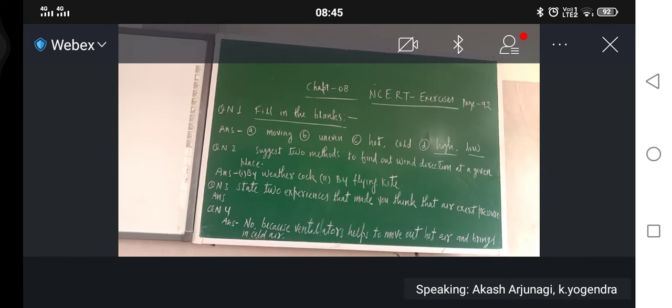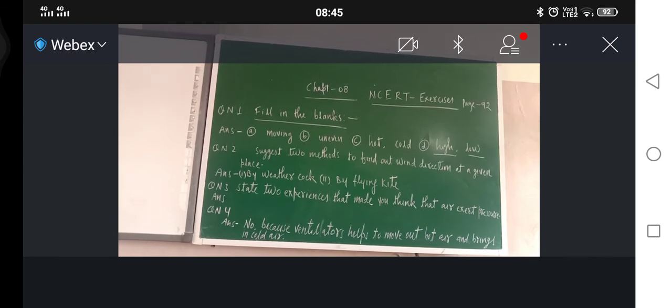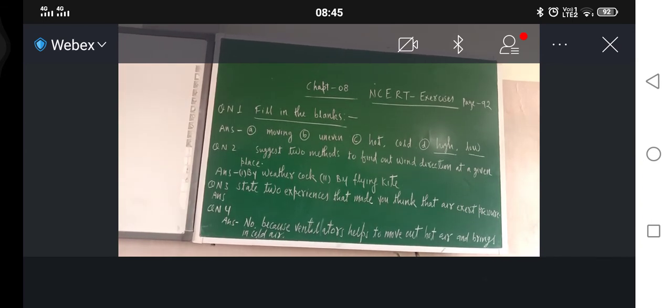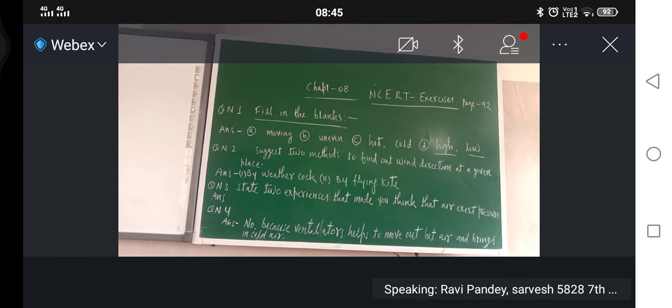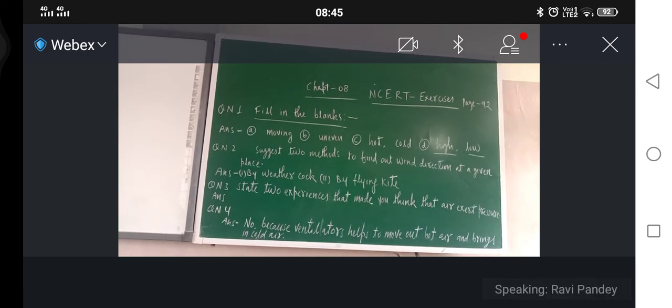Question number third, you should write the answer yourself because there are two experiments on air exerting pressure that I have explained. Those two experiments you should write here. State two experiences that made you think that air exerts pressure. The first experience is that experiment with the water bottle, which you made too hot, and afterwards you sprinkled water on it, and then it was shrinking. So what does it indicate? It indicates that air exerts pressure.